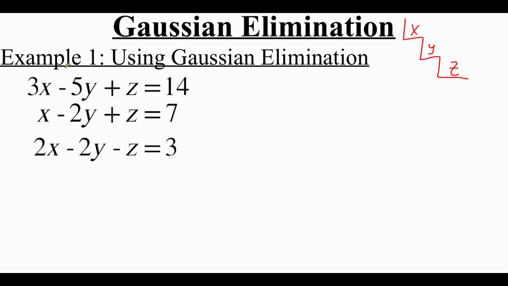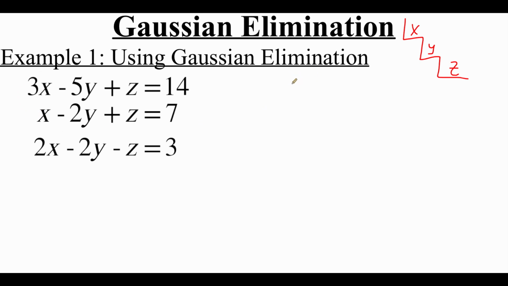As we're looking at this system, I'm going to work on building a new system that's hopefully in this row echelon form. For our top row, we want an equation that leads off with a plain x. Our top equation does not lead off with a plain x. It's got that 3 in front of it. But the second equation does lead off with a plain x. And one of our operations says that we can rearrange these in any order that we want. So instead of this equation being second, I'm going to move it up to the top of my system.